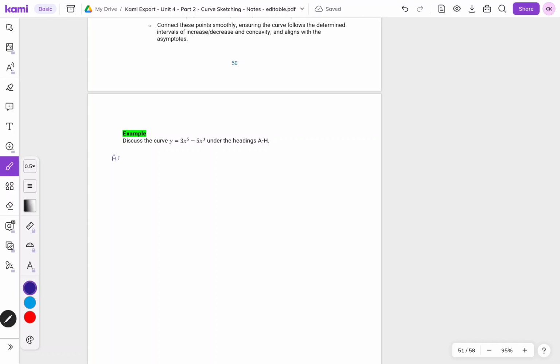And you guys don't have to scroll back and forth. Remember, this is written on the whiteboard. So we want to find our domain. Well, this is just a polynomial function. For a polynomial function, our domain is all real numbers.